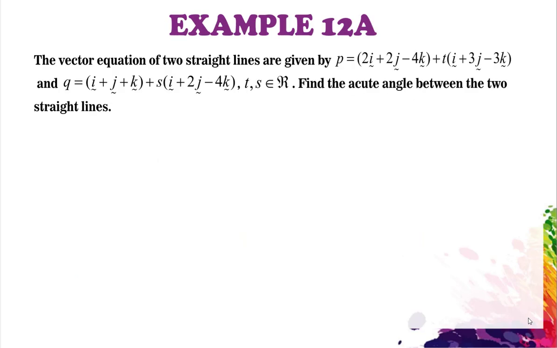So let's try example 12a. The vector equations of two straight lines are given by P and Q. Find the acute angle between the two straight lines. First of all, you have to identify your v for both equations. From P will be v1 and from Q we have v2. So your v1 will be i plus 3j minus 3k, and then the v2 will be i plus 2j minus 4k.